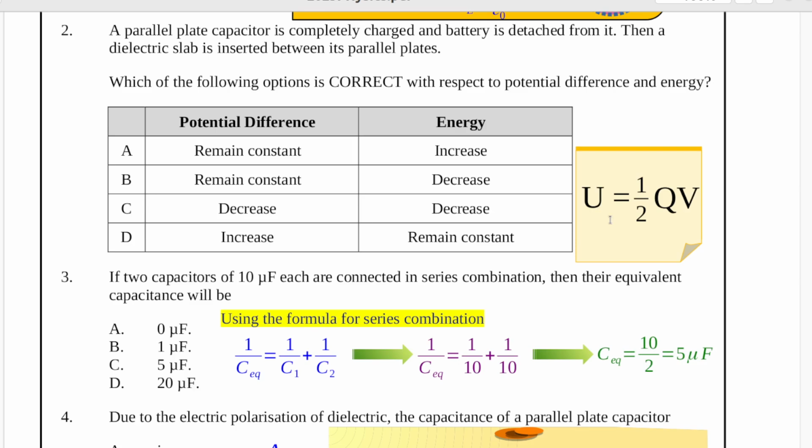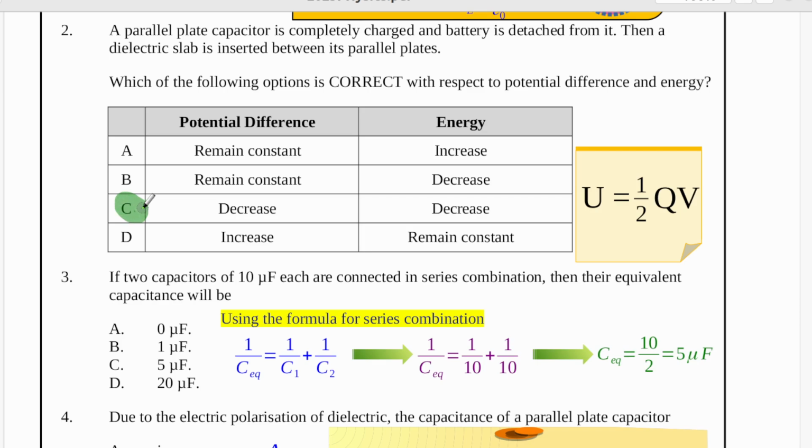In the year 2023, the options which were given for MCQ number 2 were not correct. Those options were misguiding, so I have figured out and fixed the MCQ. Now for this, the potential difference and energy both decrease. So our correct option is option C.